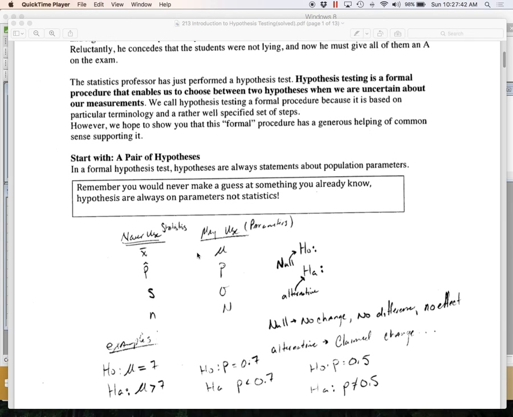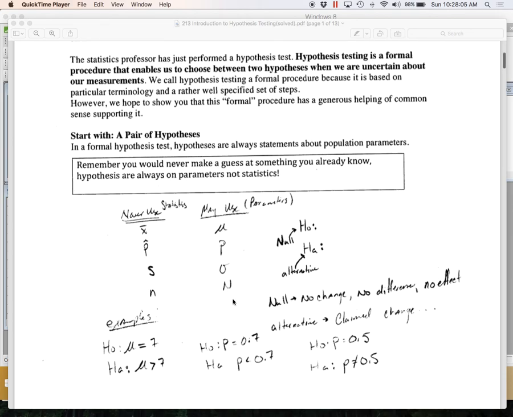So hypotheses are guesses, and so we never make hypotheses about statistics. The reason that we don't do this is because a statistic is just sample data. We don't have to guess about it because we already have it. We already know it. We do use hypotheses on parameters. We guess at what mu is. We guess at what p is. We guess at what sigma is. We can guess at what n is, large N.